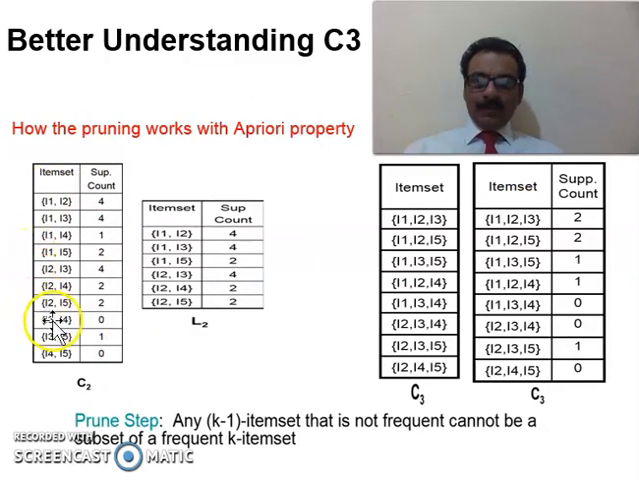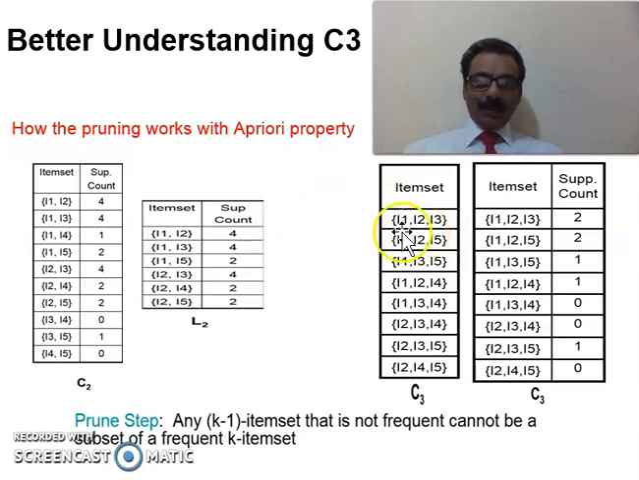Here, this is C2 and this is your L2. You have to generate your C3 from L2. What the apriori property says here is that any k-1 item set that is not frequent cannot be a subset of a frequent k item set. So here, what is the k item set? 3 item set. Now the k-1 is your previous frequent item set, that is L2. In L2, these are the only frequent item sets. So when you generate your 3 item set, all of its subsets should also be frequent.